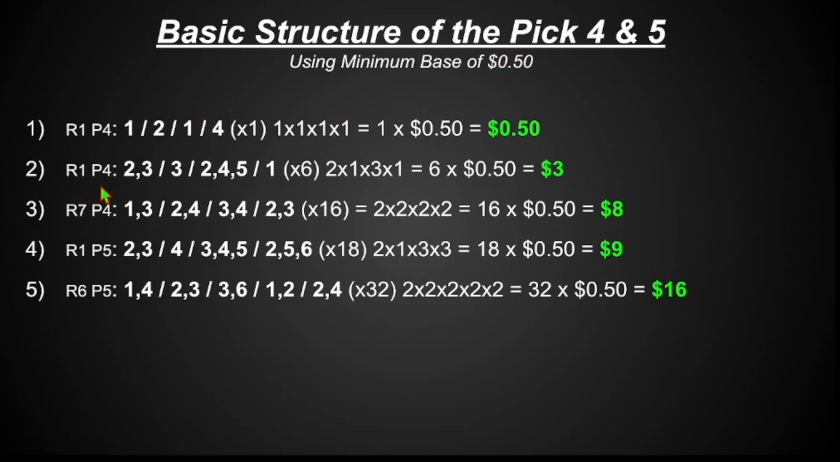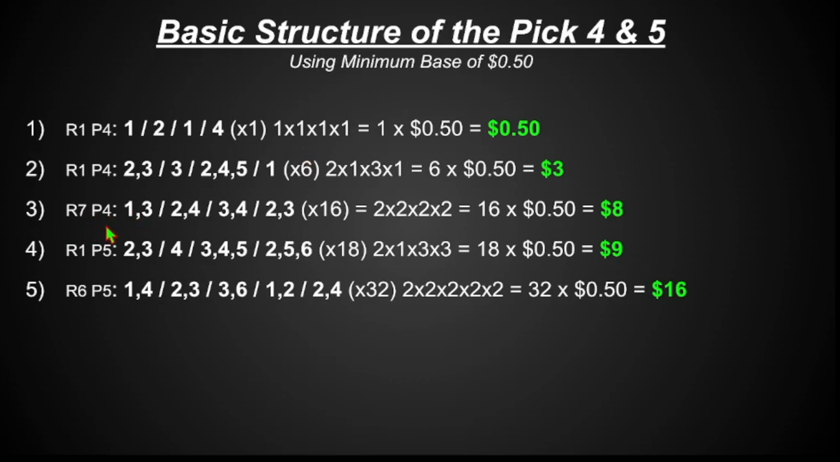Another example, race 1, pick 4. In race 1, we have the 2-3 with the 3 horse in race 2 with the 2-4-5 horse in race 3. Any one of these horses can win and our bet is still alive with just the 1 horse, the favorite, in race 4. A multiplying effect of 6 because 2 horses times 1 horse times 3 horses times 1 horse in the last leg equals 6 times your 50-cent base is a $3 wager total.